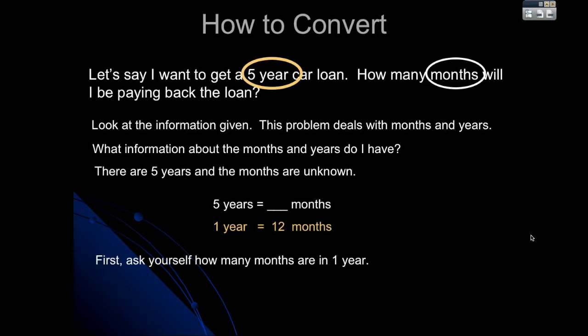So you have 5 years equal blank months. 1 year equals 12 months. That's what I know. I do know that 1 year equals 12 months. If you put months first, you're going to mess yourself up. It's going to be wrong, and you're going to be like, I don't know how to do this. So pay attention. Year, year, month, month.